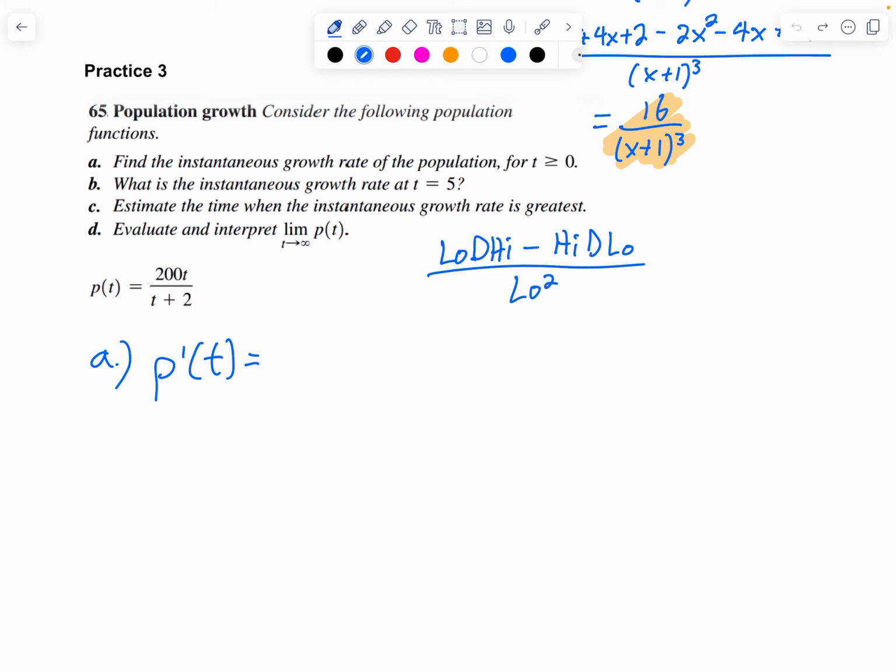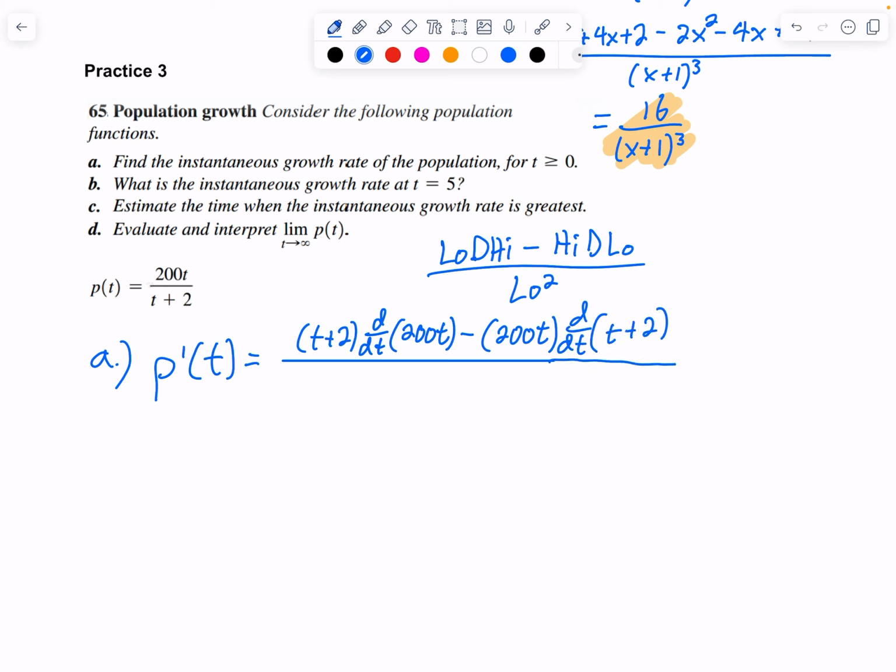So I'm going to start this out. Low would be t plus 2, and then d dt of 200t, minus high, which is 200t, times d dt of low, t plus 2, and then it's going to be over that whole thing squared.